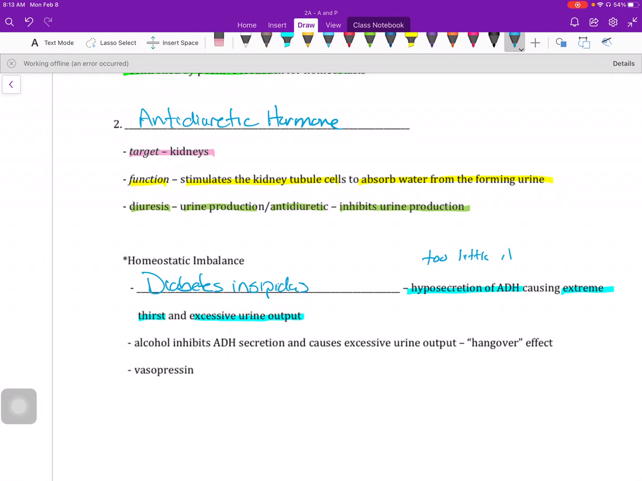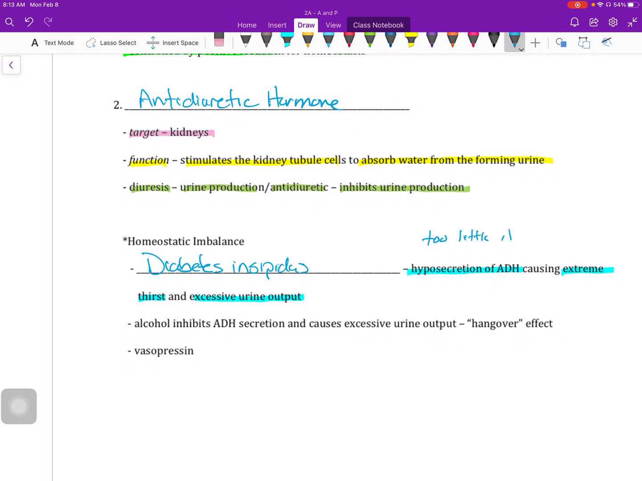All right, too little ADH, which means you will continue to have excess urine production. You'll be urinating an awful lot, and then that causes extreme thirst. So the downfall of this would be dehydration.